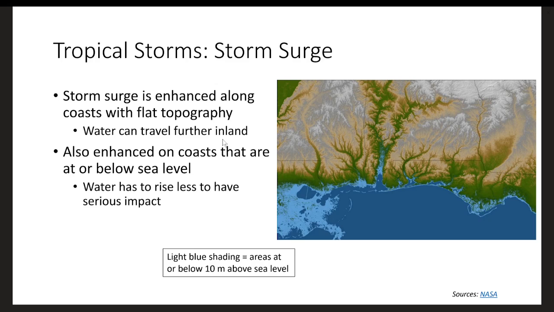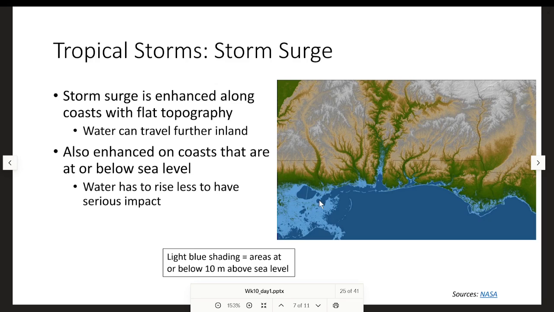But locally, topography matters, and if you have a place that's below sea level, it's going to be prone to flooding. So water can travel further inland. Most of Florida is 100 feet above sea level or less, like there's only a change in elevation of 100 feet. So a lot of Florida is pretty close to sea level. Storm surge is enhanced on coasts that are at or below sea level, so water has to rise less to have a serious impact on these places.